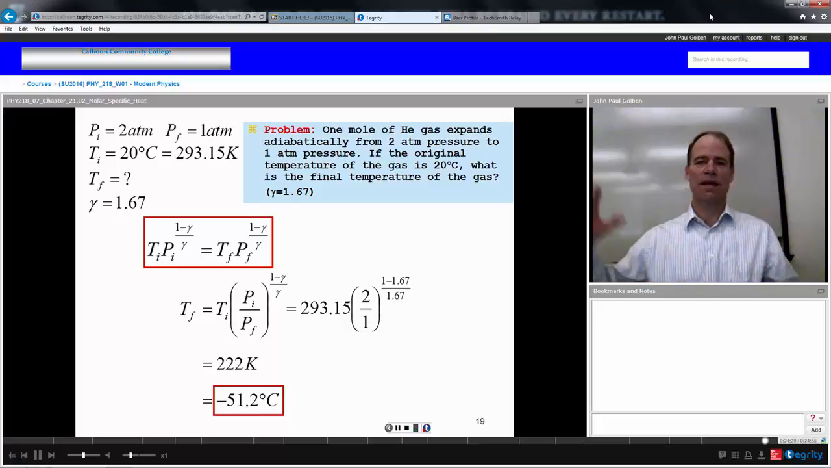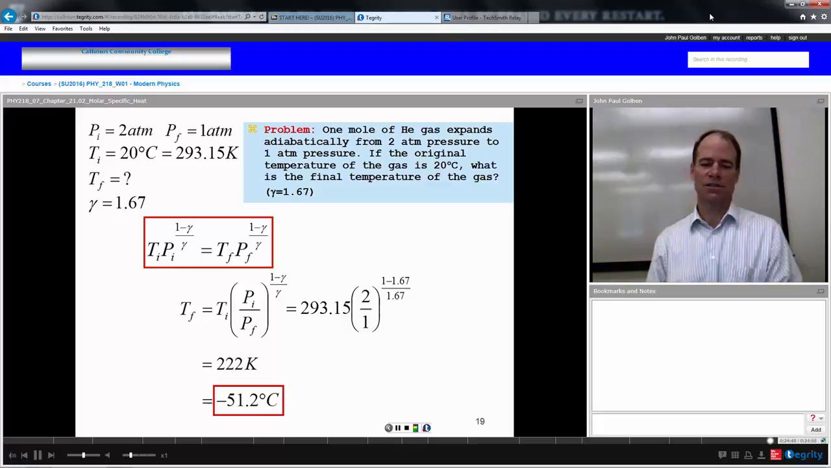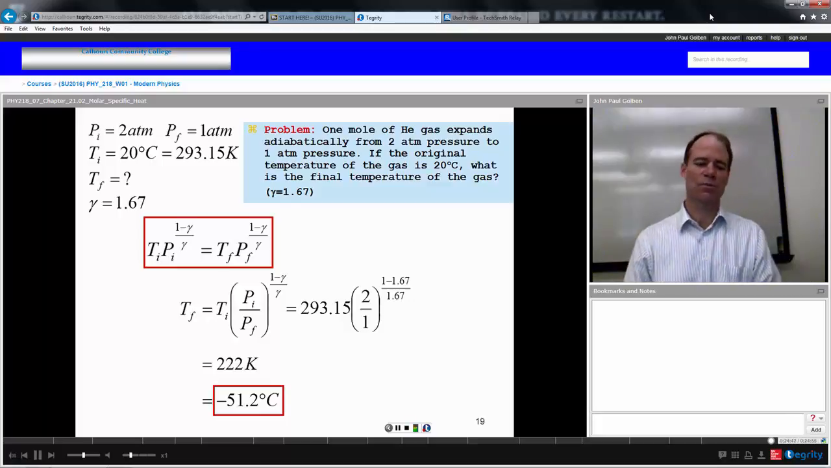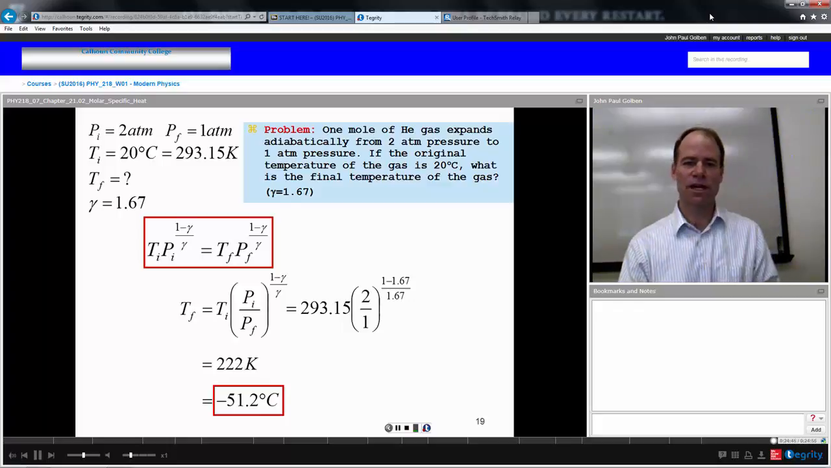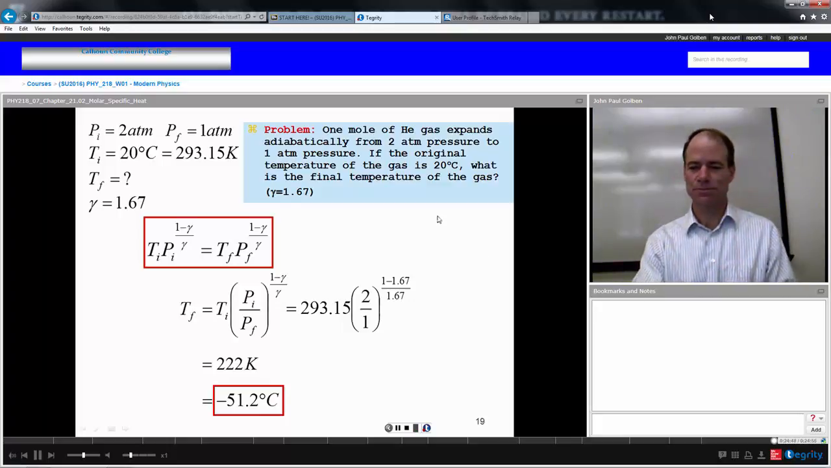We expanded it from a greater pressure to a lesser pressure, and in that sense we cooled the gas to minus 51.2 degrees Celsius. This could be a good refrigeration system. Okay, try your hand at the problems for this section.